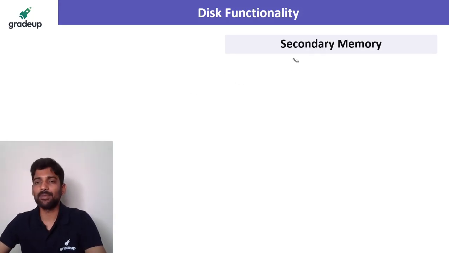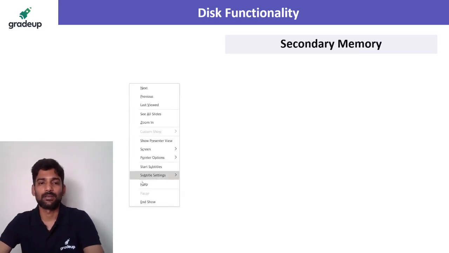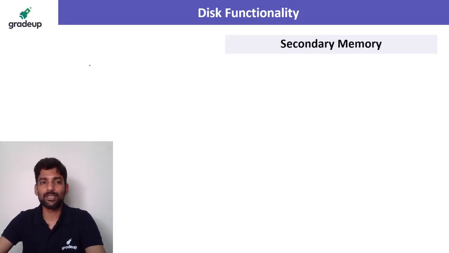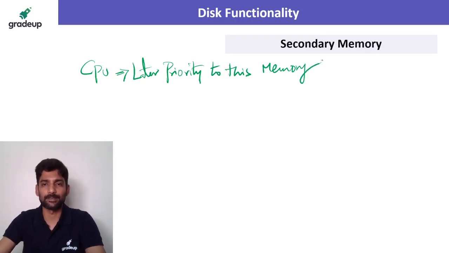This is secondary memory. Why is it called secondary memory? Because whenever the CPU wants data, the CPU always gives later priority to this memory. So this is called secondary for that reason.